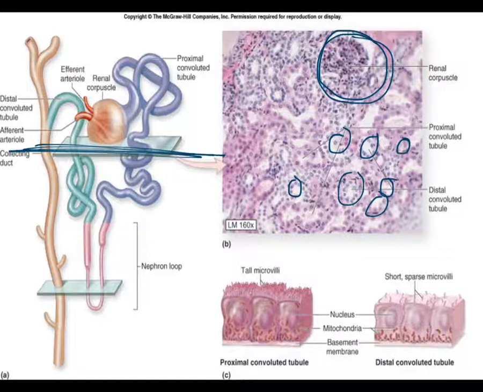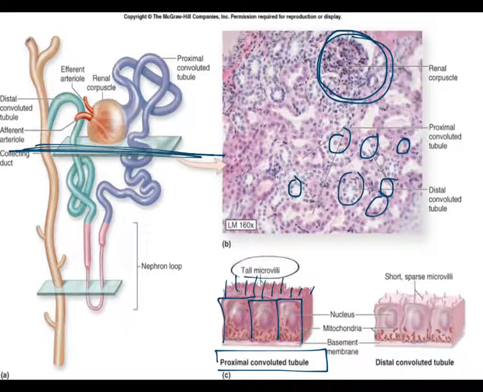Now, I can't tell the difference by looking at this histology at this level of magnification. But if I could zoom in really, really close, here's what I would notice. The proximal convoluted tubule, there's my simple cuboidal epithelium. It would have a lot of tall microvilli. Why do we have microvilli? To increase surface area. And what's the job of the proximal convoluted tubule? To reabsorb huge amounts of water and all of the nutrients that the body wants to regain.